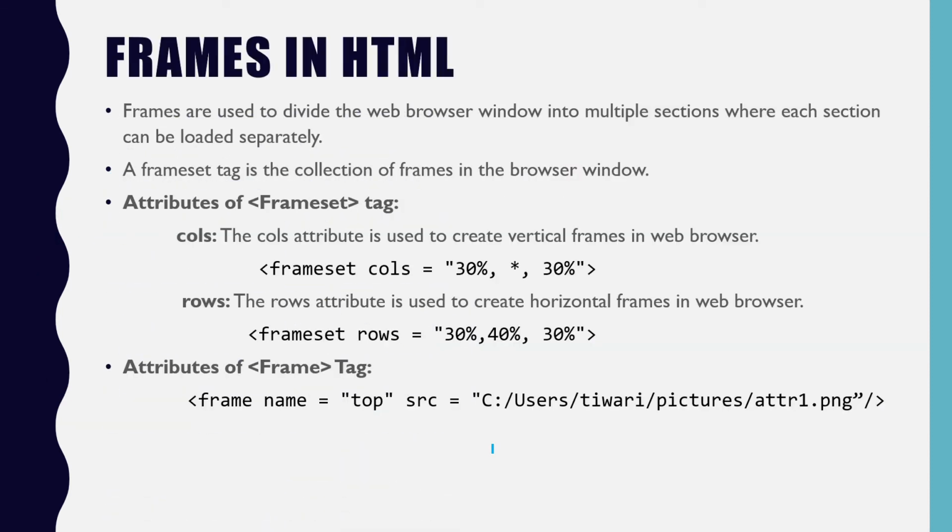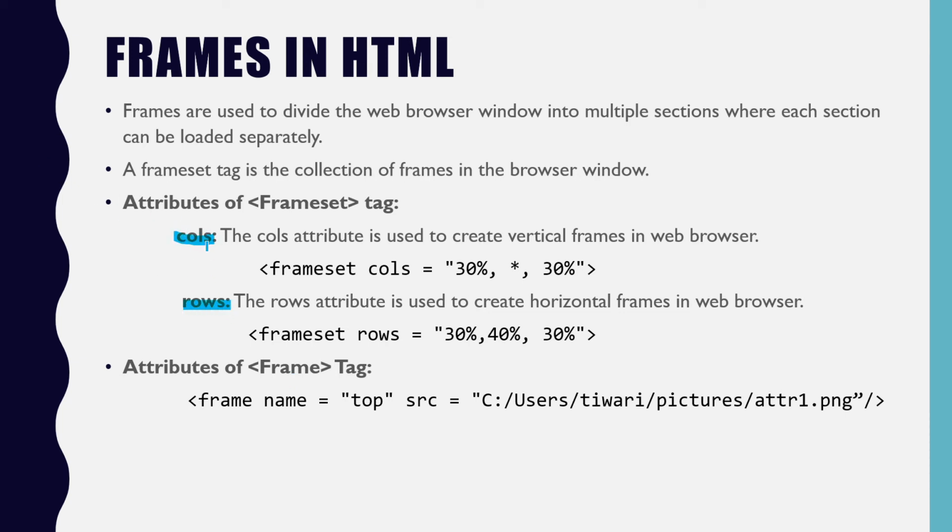Now this is the frame in HTML. Sometimes it happens that you need to divide the window of your browser into multiple sections. So for dividing the window into multiple sections, we use frames. Frames have a few tags like frameset and frame. Frameset has two attributes, that is cols and rows.